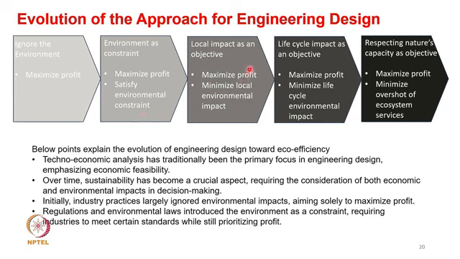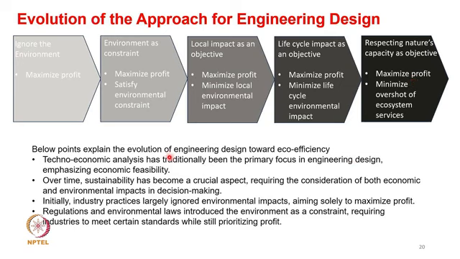Then we can include local impact as an objective. In that context, you maximize the profit and minimize the local environmental impact. Then the next is life cycle impact, which you can include as an objective. You will then maximize the profit and minimize the life cycle environmental impact. And the next is respecting natural resources as an objective. That is the final goal, wherein while we maximize the profit, we minimize the overshoot of ecosystem services.